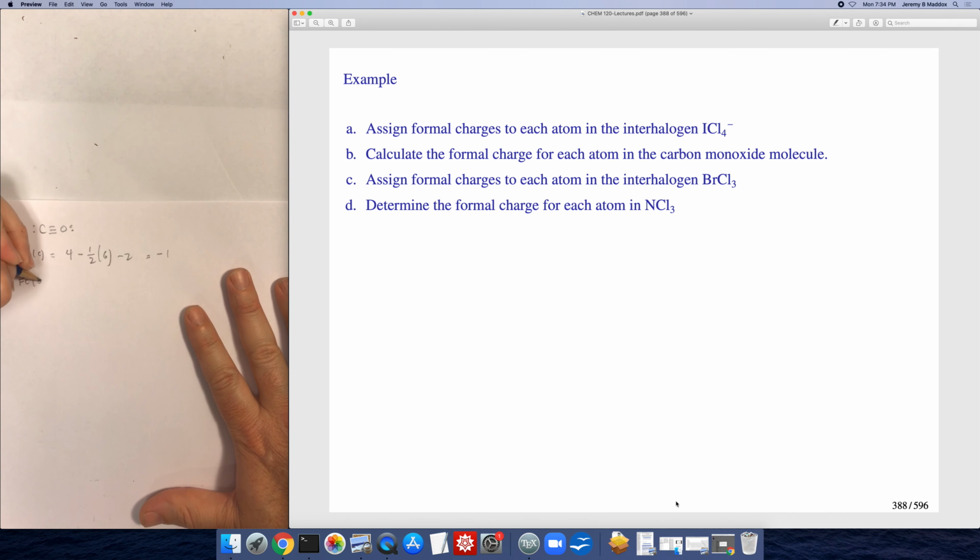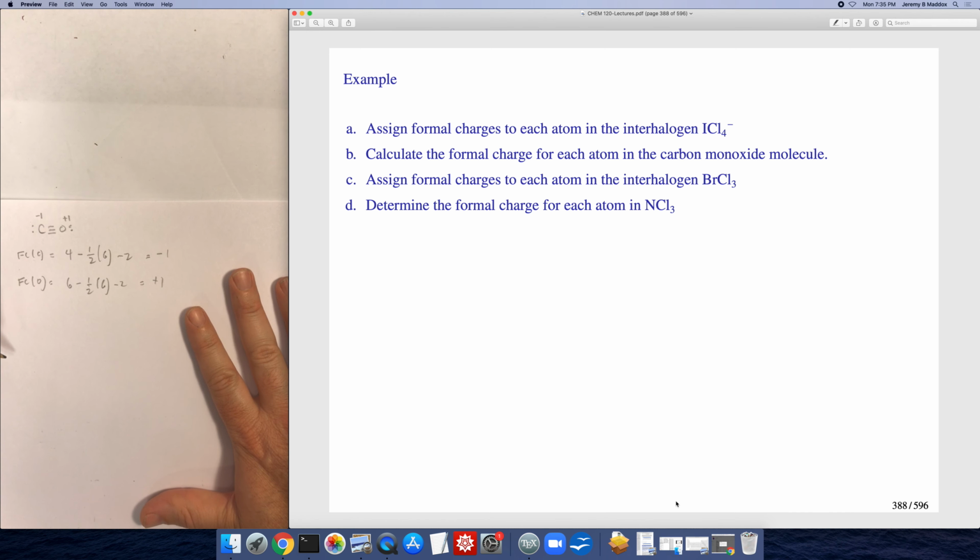We do the same thing for oxygen. 6 minus 1/2 times 6 minus 2. We're going to get a +1 charge. Okay, so carbon monoxide is kind of breaking the rules here. We wind up with a positive formal charge on oxygen and a -1 formal charge on carbon. Nevertheless, this is the accepted Lewis structure for carbon monoxide.